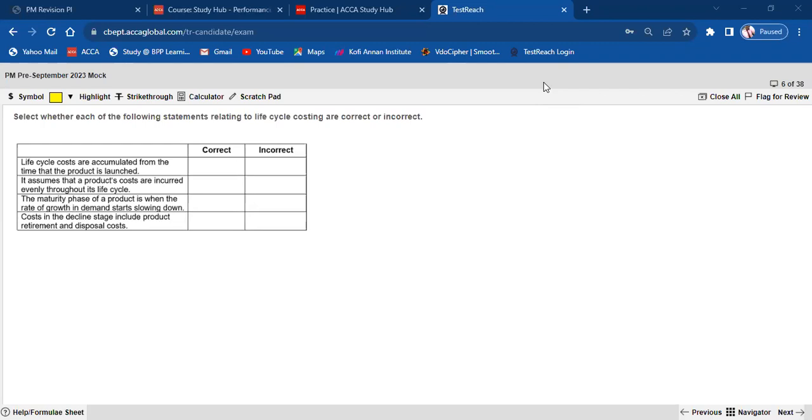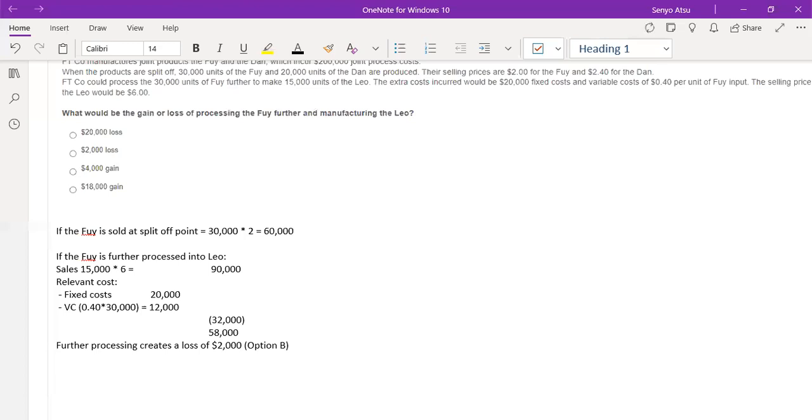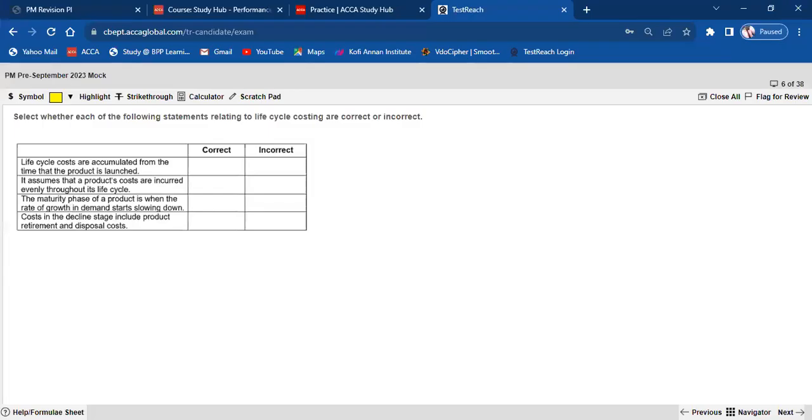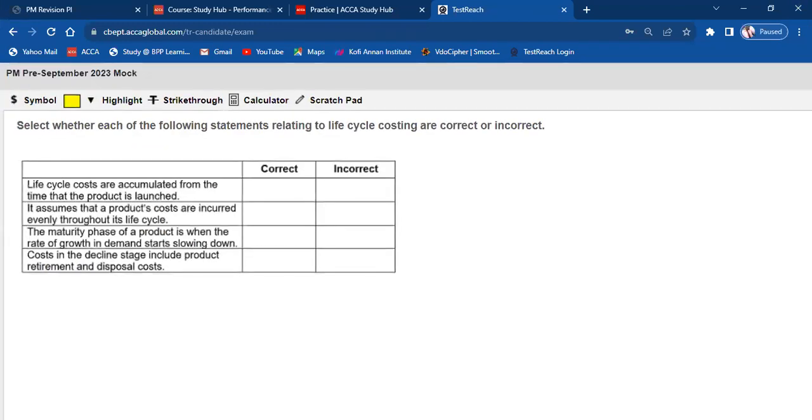Friends, let me tell you my experience. Life cycle costing is not supposed to be a difficult task. I mean, unless you don't know about it at all. Correct, incorrect, all must be selected correctly. What do you think about the statement?